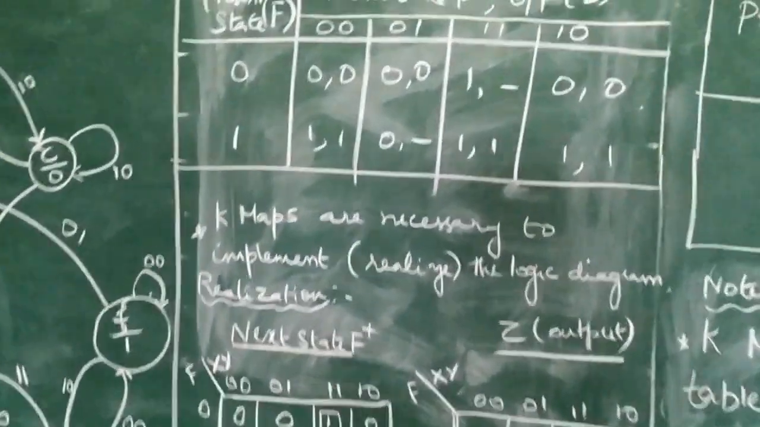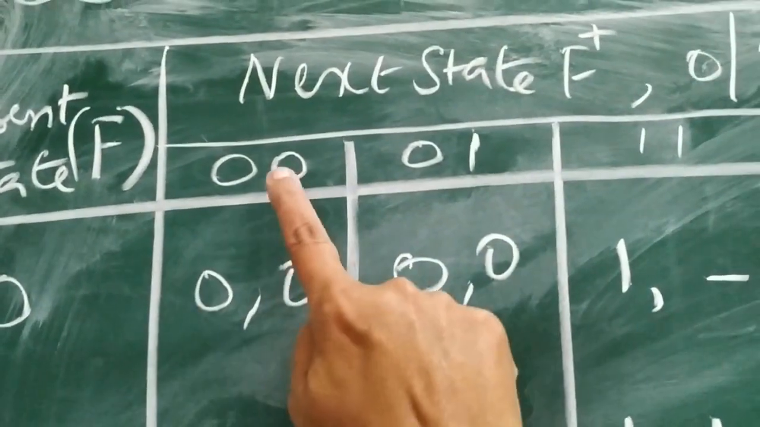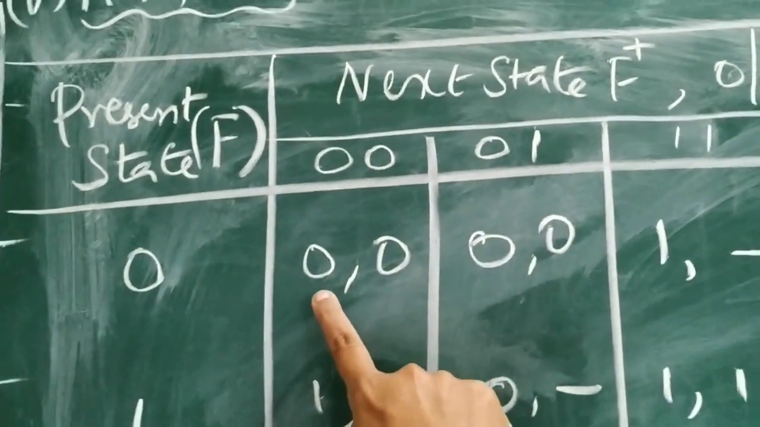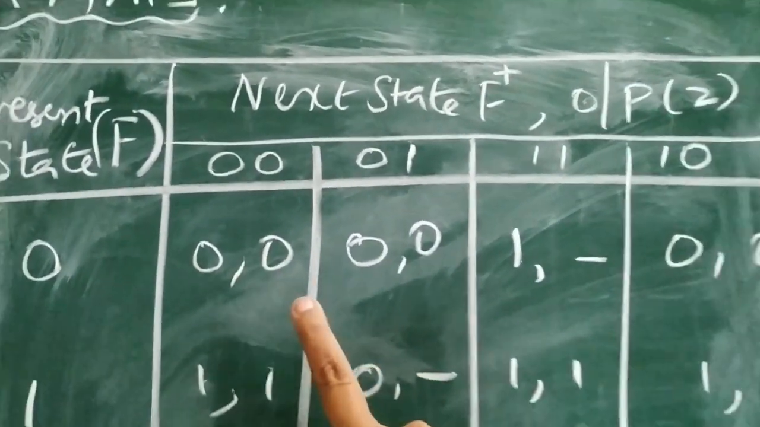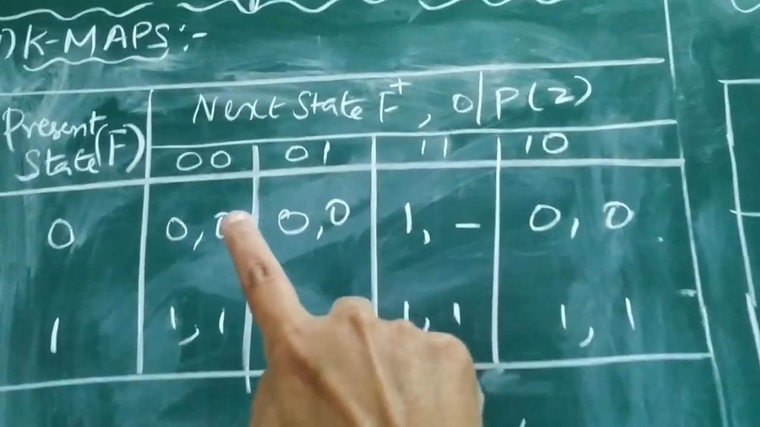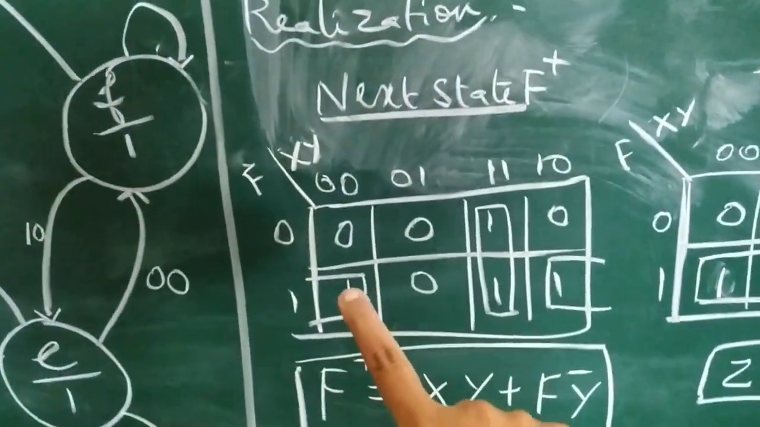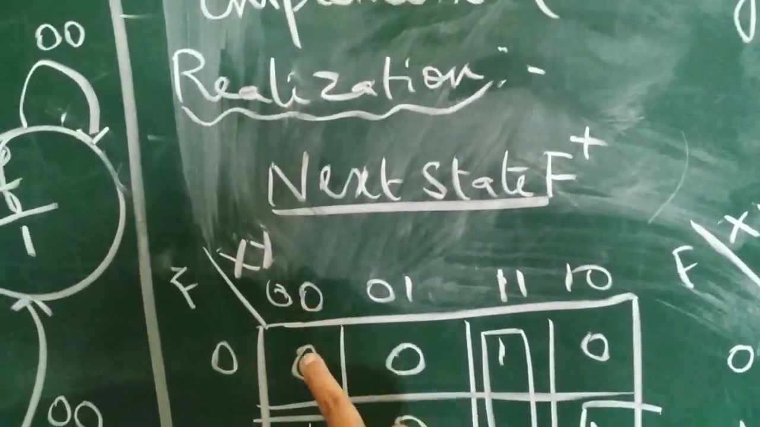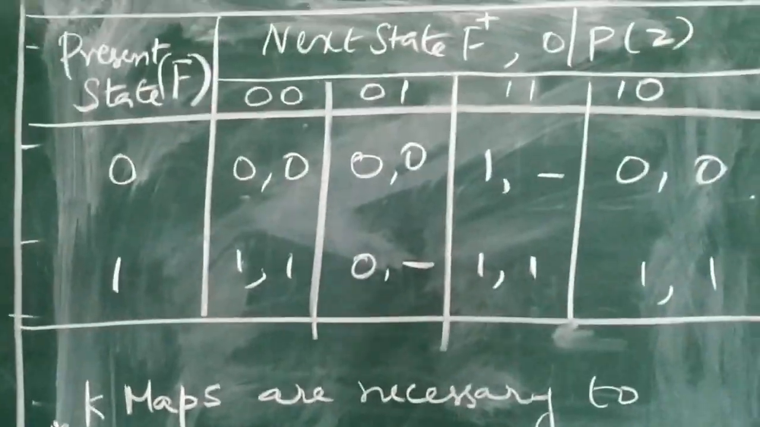How do you mark it? Here we should be very careful. F is 0. In the next state, the next state is 0, output is 0. Okay, you can see here 0 for the values of 0, 0, 0. The next state is 0. So you should mark here for the values of 0, 0, 0. The output is 0, the next state is 0.